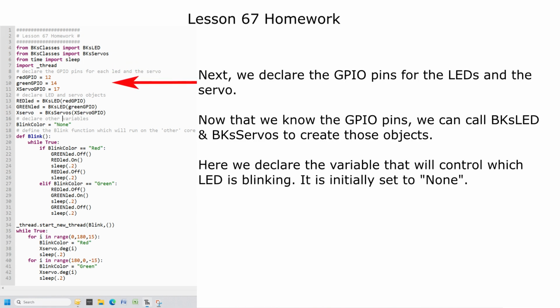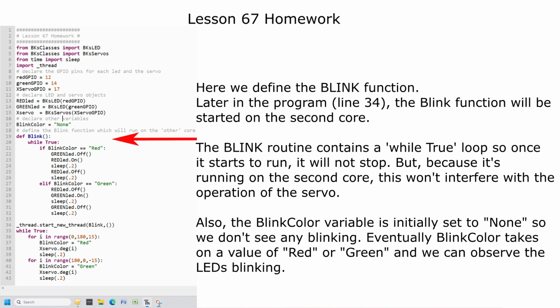Next, we declare the GPIO pins for the LEDs and the servo. Now that we know the GPIO pins, we can call BK's LED and BK's servos to create those objects. Here we declare the variable that will control which LED is blinking. It's initially set to None. Here we define the blink function. Later in the program on line 34, the blink function will be started on the second core.